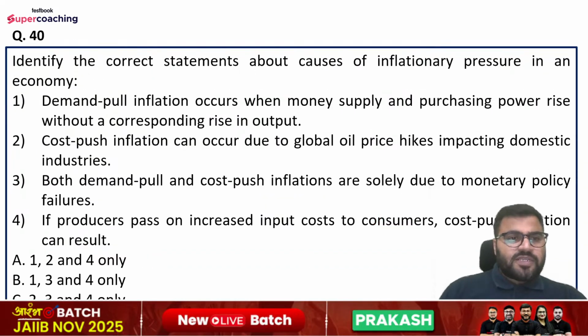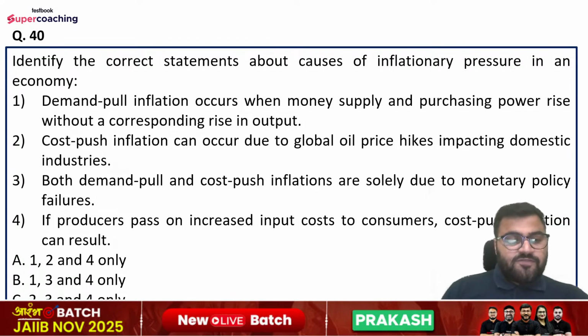Question number 40th. Identify the correct statements about cause of inflationary pressure in an economy. Statements are demand pull inflation occurs when money supply and purchasing power rise without a corresponding rise in output. Cost push inflation can occur due to global oil price hikes impacting domestic industries. Both demand pull and cost push inflations are solely due to monetary policy failures. If producers fail to pass on increased input costs to consumers, cost push inflation can result.